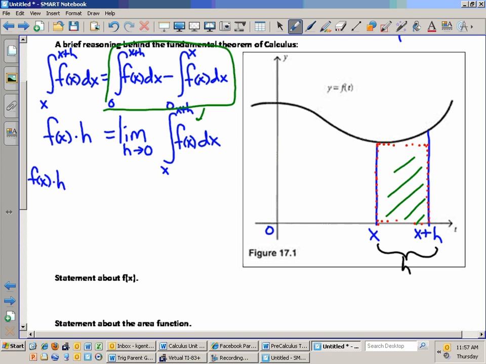F of x times h is approximately equal to the limit as h approaches 0 of the integral from x plus h to 0 of f of x dx minus the integral from x to 0 of f of x dx. So I just substituted something in.